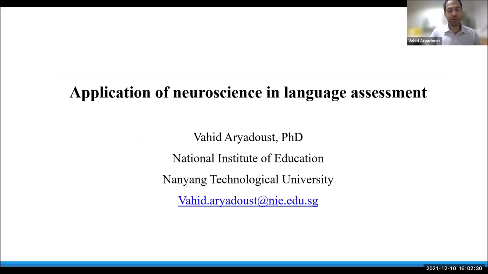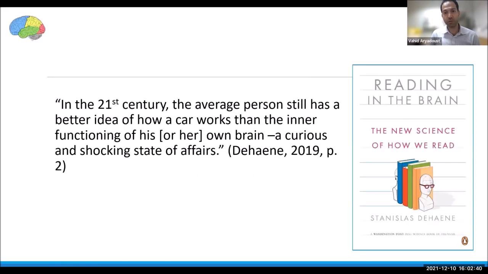Hello again, everybody. And in this presentation, I'm going to talk about neuroscience and language assessment. I'm using neuroscience as an overarching terminology to refer to a number of different technologies. So I would like to start off by sharing this very interesting quotation with you from Dehaene, who is a neuroscientist. This is a great book. He says that in the 21st century, the average person still has a better idea of how a car works than the inner functioning of his or her own brain, a curious and shocking state of affairs.